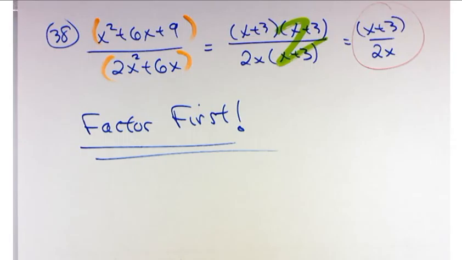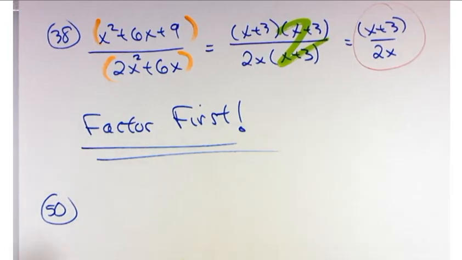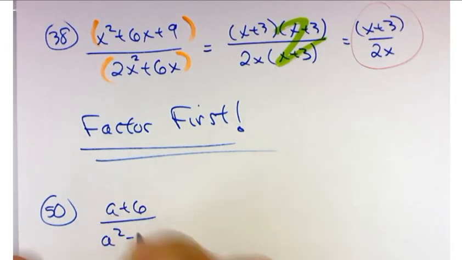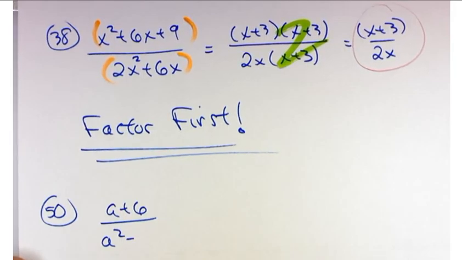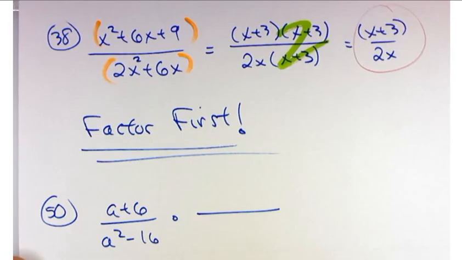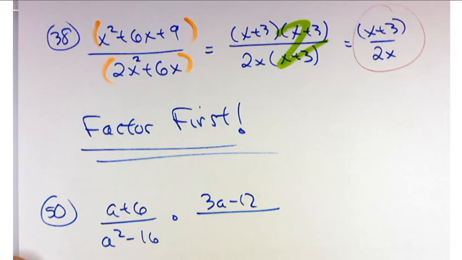And then it's going to be more challenging when the problems change a little bit, like problem number 50. So let's take a quick look at problem number 50 then. A plus 6 over a squared minus 16 times 3a minus 12 divided by 3a plus 18.